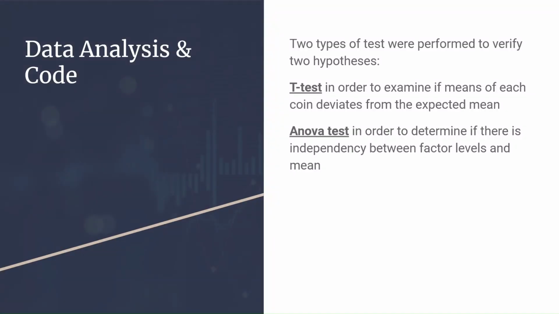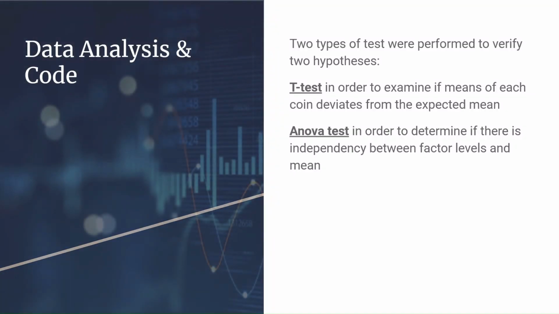So to analyze the data that we took, and I believe we had around 4,000 data points, we performed 2 types of tests to verify 2 hypotheses. We used a t-test in order to examine if the means of each coin deviates from the expected mean, and then an ANOVA test in order to determine if there's independency between factor levels and the mean.